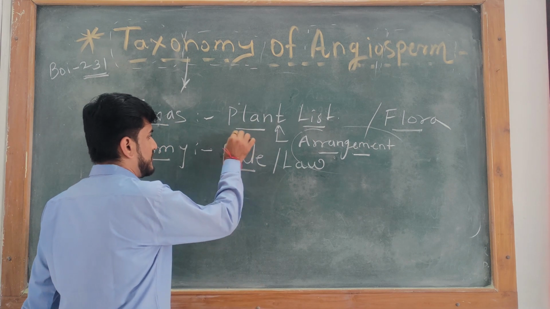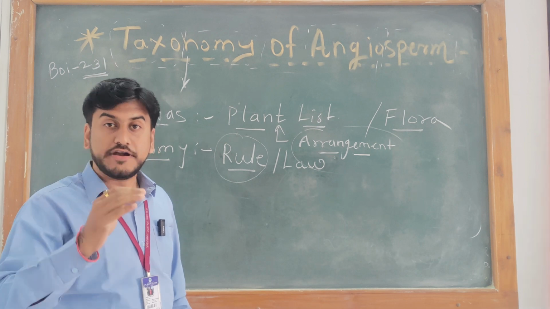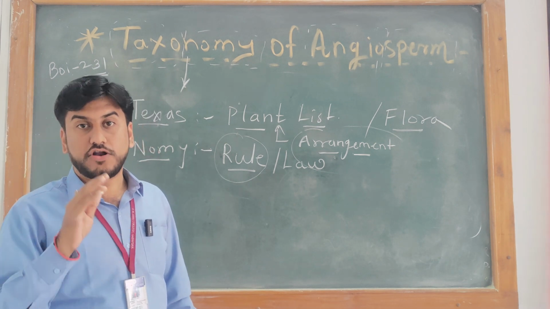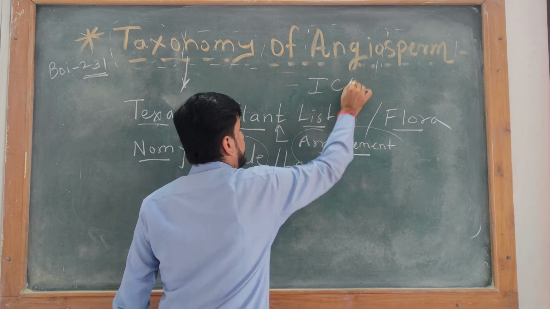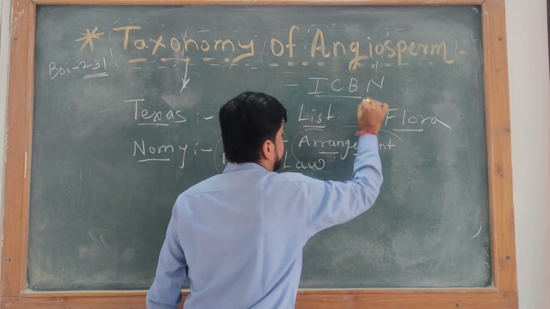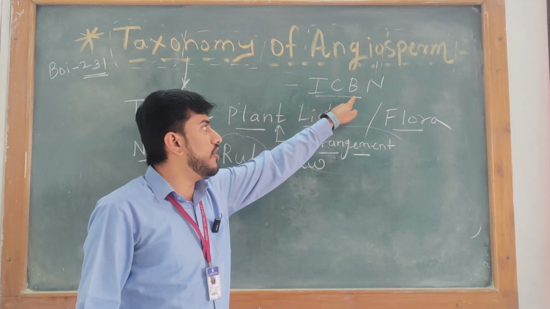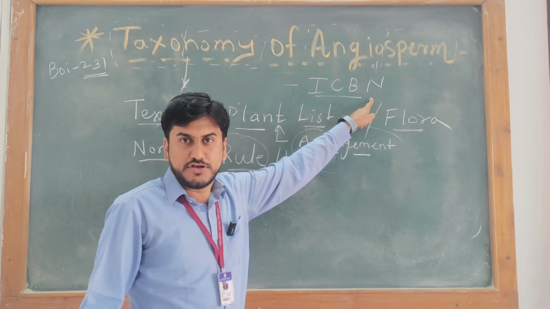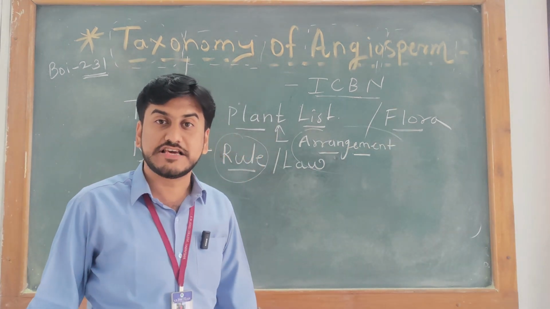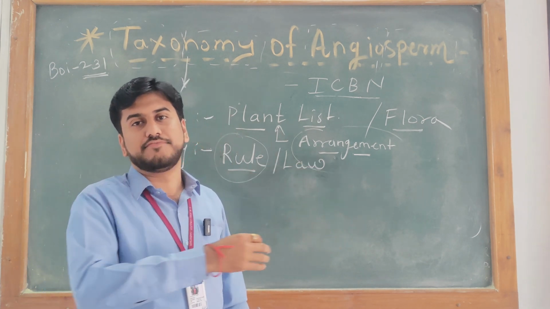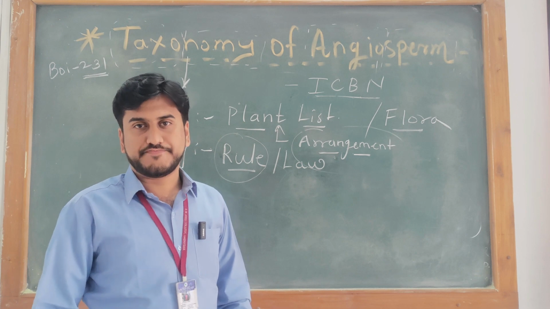The naming of the particular plant is done according to some rules or laws by the ICBN. What is the meaning? The full form of ICBN is International Code of Botanical Nomenclature. So you have to use the principles or rules of botanical nomenclature for giving the specific name of the unknown plant.